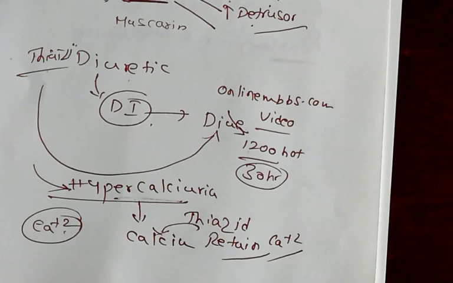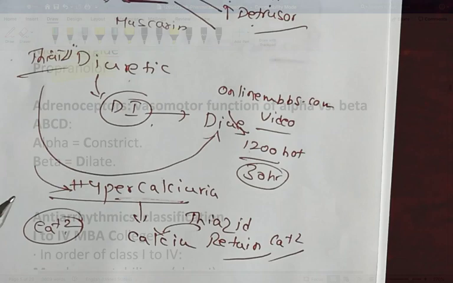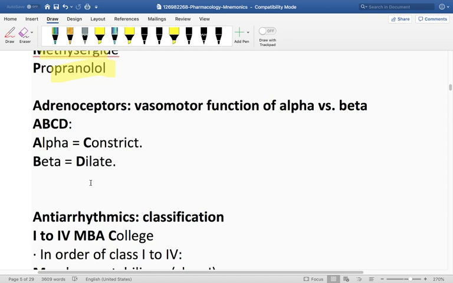Now, doctors, coming back to our story, adrenoceptors. So adrenoceptors, how do they basically act? You should remember that A, B, C, D: alpha adrenoceptors constrict, beta adrenoceptors dilate. Please don't forget this very, very important fact, doctor. Alpha constrict, beta dilate is what you should remember.